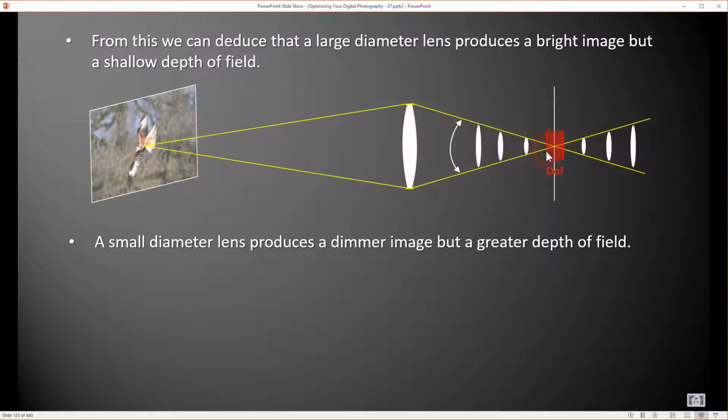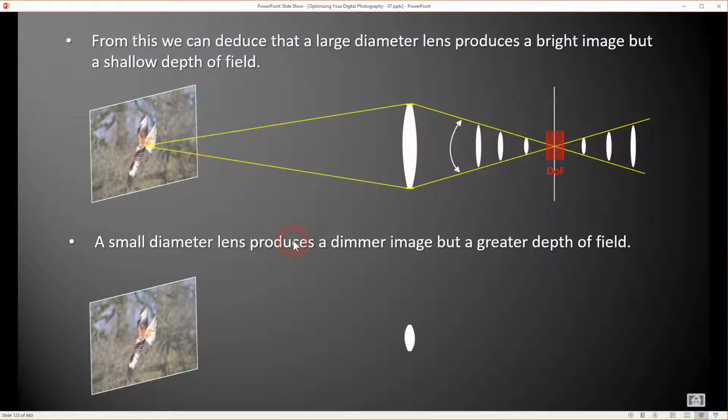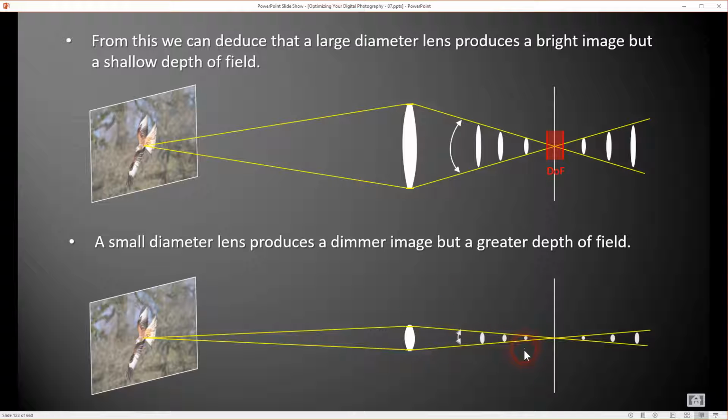Okay, so we've got a fairly shallow depth of field. But thinking back to the pinhole camera, if we make a small diameter lens, it produces a dimmer image, in which case we need a longer shutter speed, but we get a larger depth of field. Okay, and look at the angles of the cones of light that are coming in for a large depth of field compared to a shallow depth of field.